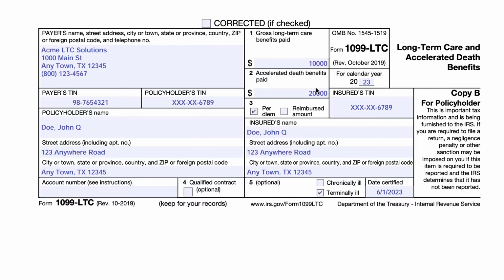A terminally ill individual is someone that has been certified by a physician, not a licensed healthcare practitioner, but a physician, as having an illness or a physical condition that can reasonably be expected to result in death within 24 months or less after certification. So those are the 2 conditions under which accelerated death benefits may be paid.